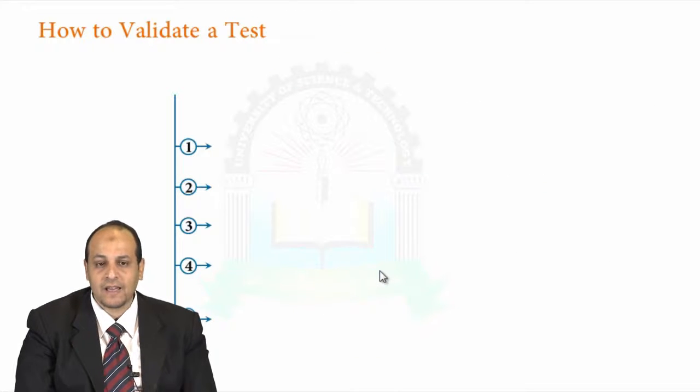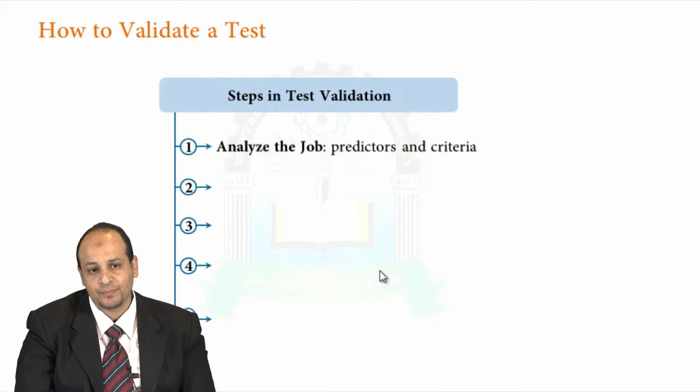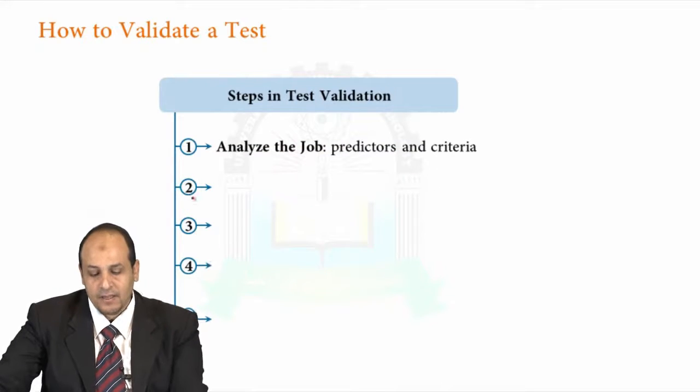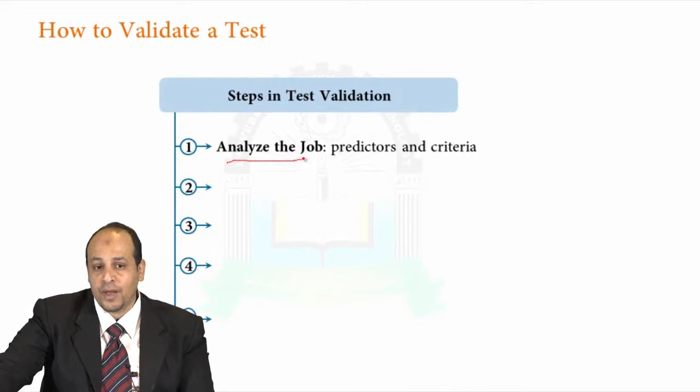Now, how to validate a test? Validating a test is a set of five steps as follows. Of course, we need standards. So that is why the first step is to analyze the job.